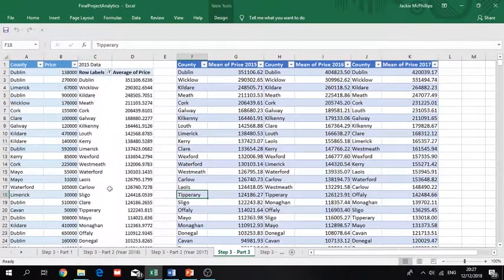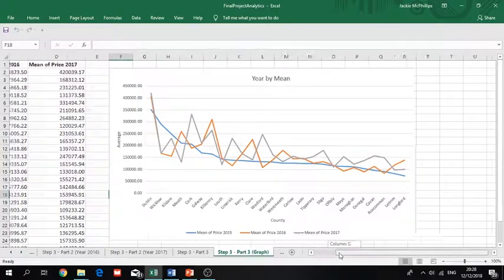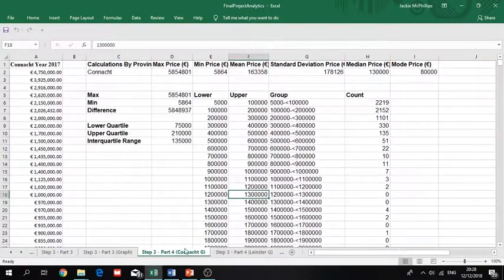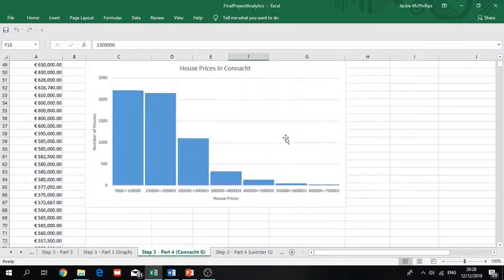I had to calculate 2015's data. I did not have to do 2016 or 17 as I already had it done. I then compiled the results into a neat table. I then produced a graph. For part 4, for the histograms, I did Connacht first. These are the groups and the histogram.